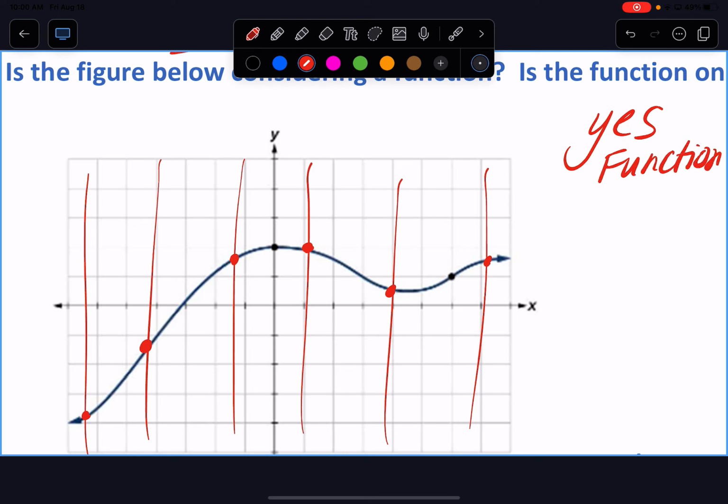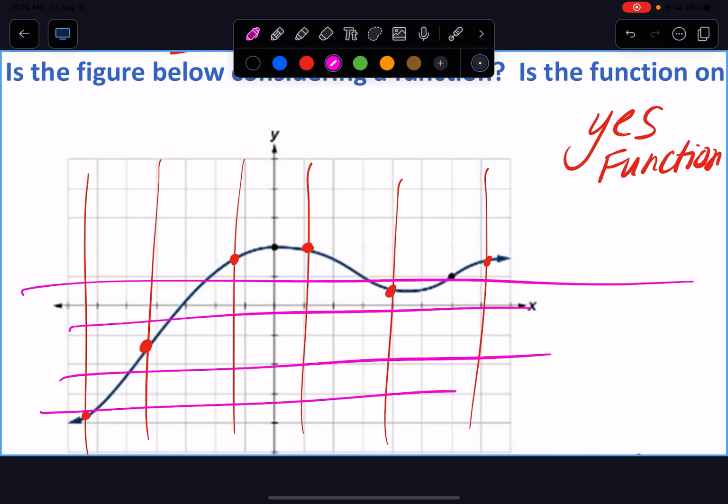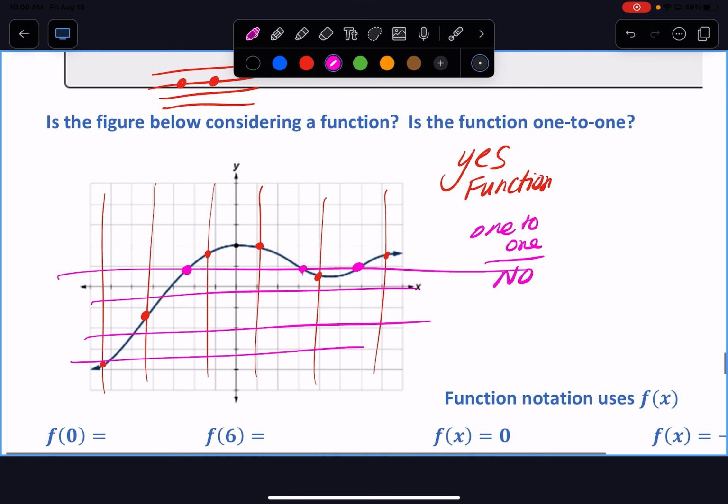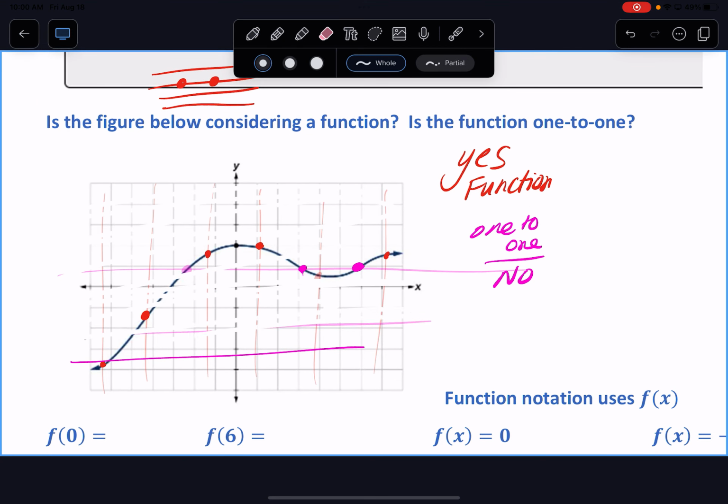Is it 1-to-1? We draw horizontal lines. We're good, we're good, we're good, we're not good. It hit 1, 2, 3 times. Do you guys see? So is it considered 1-to-1? No. Okay, now look, they also want to make sure that you just know how functions calculate.